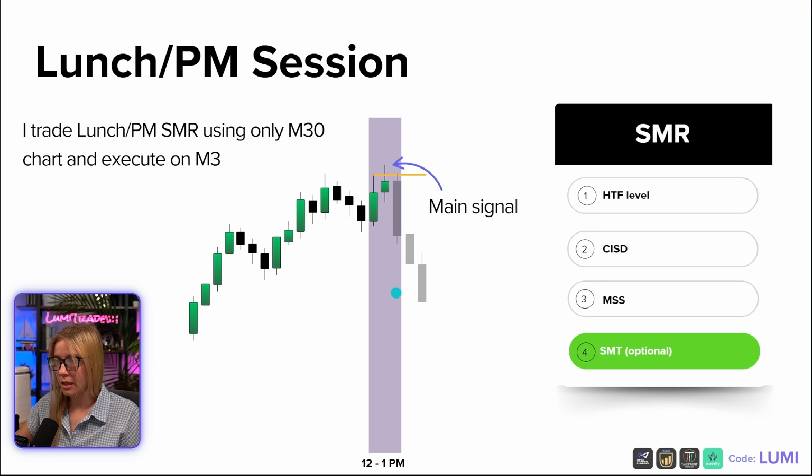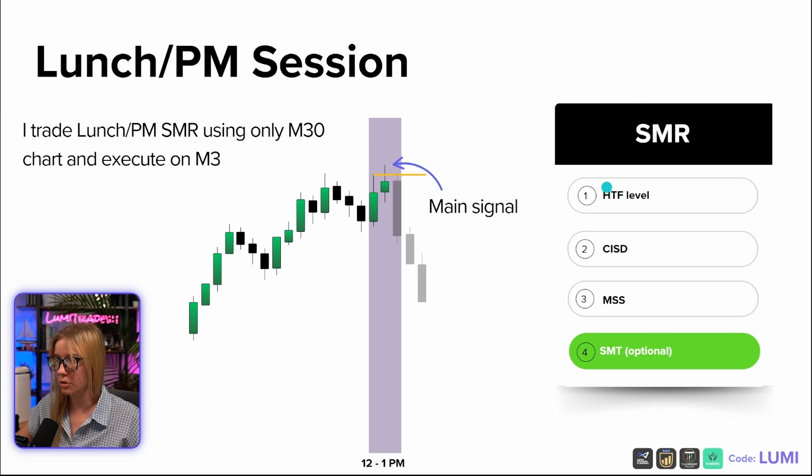So once again, I highlighted this window between 12 and 1 p.m. with this purple box. As you can see, we got a 30-minute sweep over here. And in order to confirm this potential 30-minute sweep, I need to switch to the 3-minute chart and find an order block within this candle range, preferably above the open of this up close candle. The main signal is going to be between 12 and 1 p.m. with a 30-minute liquidity sweep, potential 30-minute liquidity sweep.